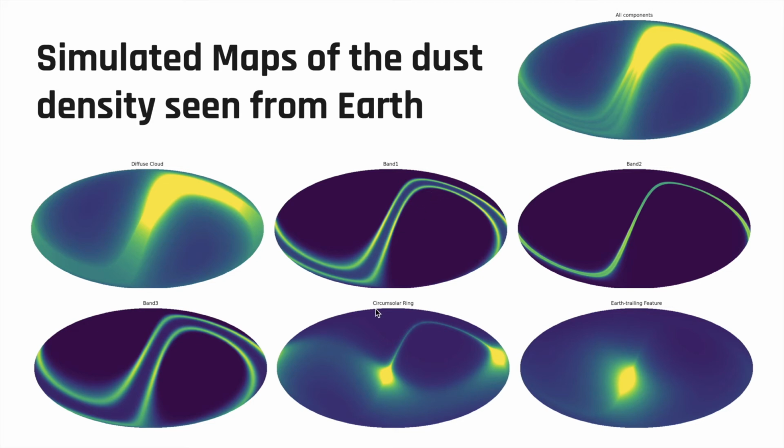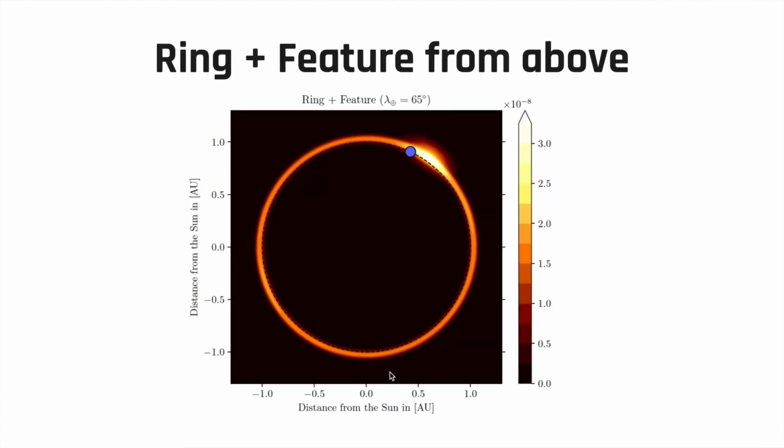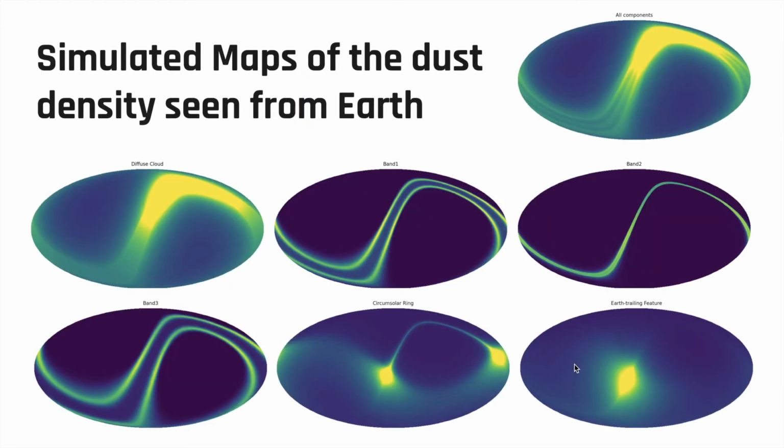The appearance of the circumsolar ring and the Earth trailing feature can look very weird at first sight. However, if we go back to the contour plots, we can see that this actually makes sense. So let's consider these two brightening regions in the circumsolar ring. If we look at this contour plot, we can see that when an observer looks in this direction along the ring and in this direction, they will see more dust in the line of sight, hence this brightening.